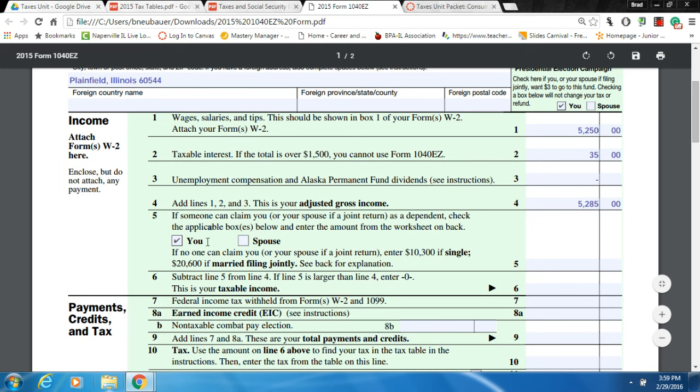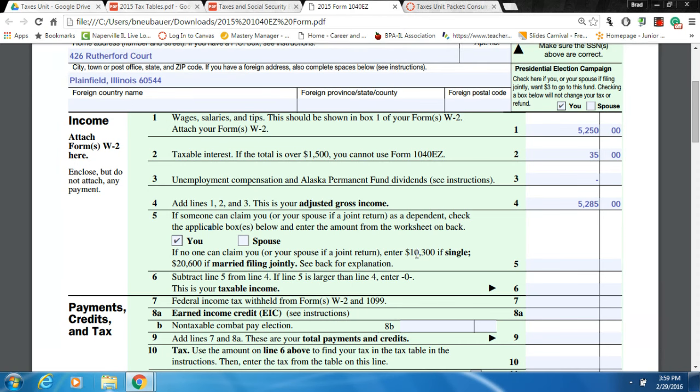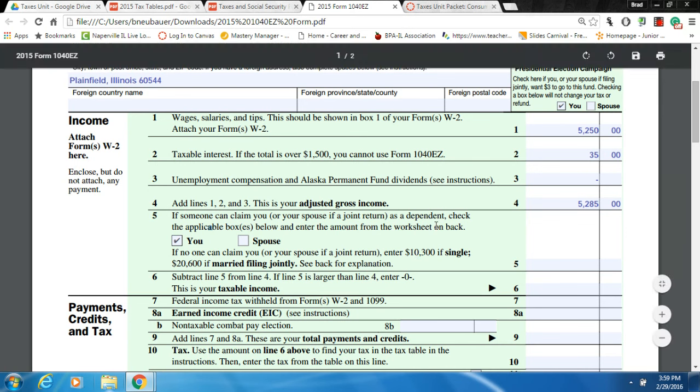Okay, where it gets tricky though is if someone can claim you as a dependent, you have to check this box, because ultimately what the IRS is not going to do is they're not going to give you the standard deduction and the exemption, okay, because your parents would get the exemption. So ultimately what they're going to do is they're going to give you only the standard deduction. Okay, but what you have to do is you got to figure out what is that standard deduction going to be, and that's where we have to enter the amount of the worksheet on the back. So be aware, the only time we do anything on the back of the 1040 EZ is if someone can claim you or your spouse as a dependent. That's the only time we flip the sheet over and try to figure out the numbers on the back of the sheet.